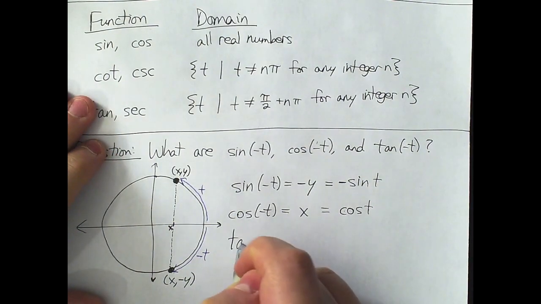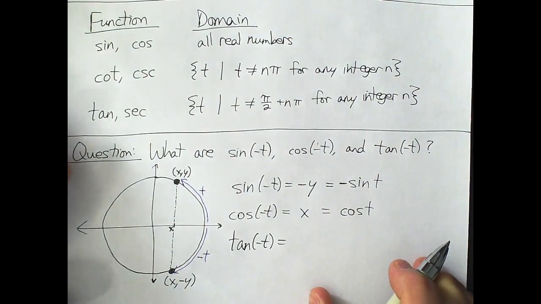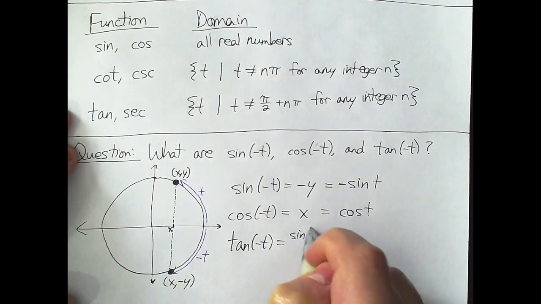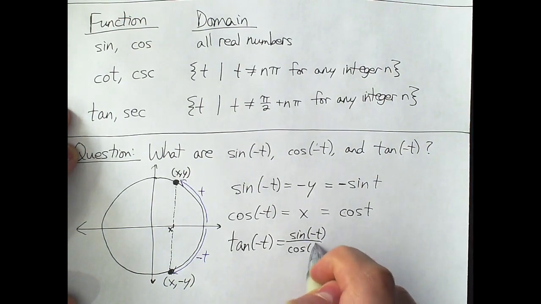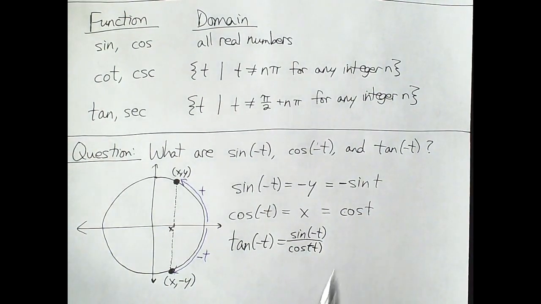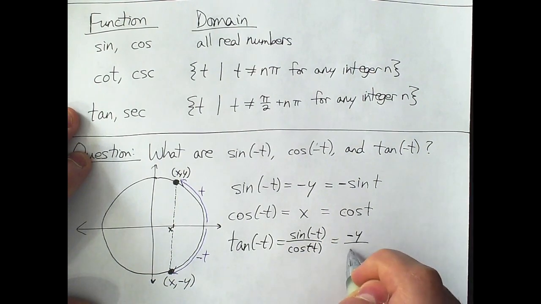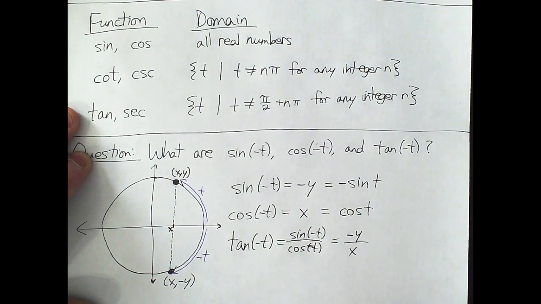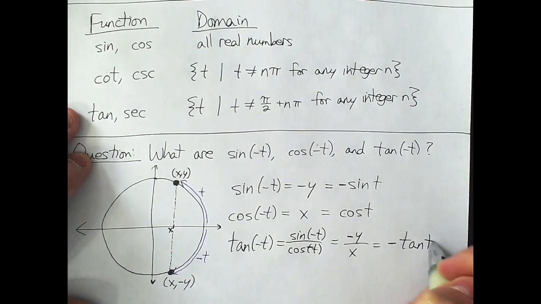Finally, what is tangent of negative t? Well, let's use the sine over cosine rule. Remember we said tangent of something is sine of it over cosine of it? So sine of negative t is negative y. Cosine of negative t is x. So we get this. What we wind up with is negative tangent of t.